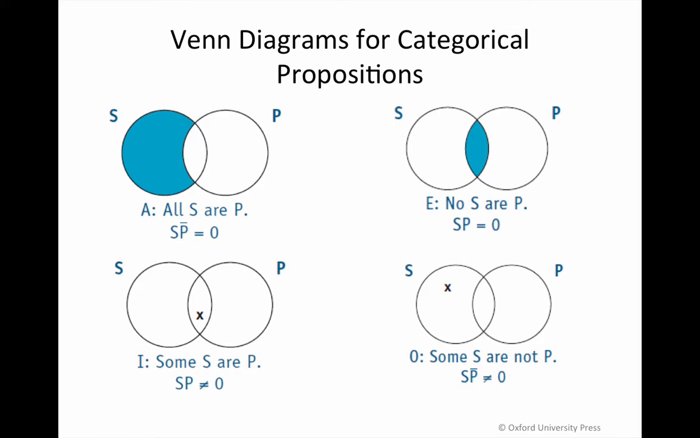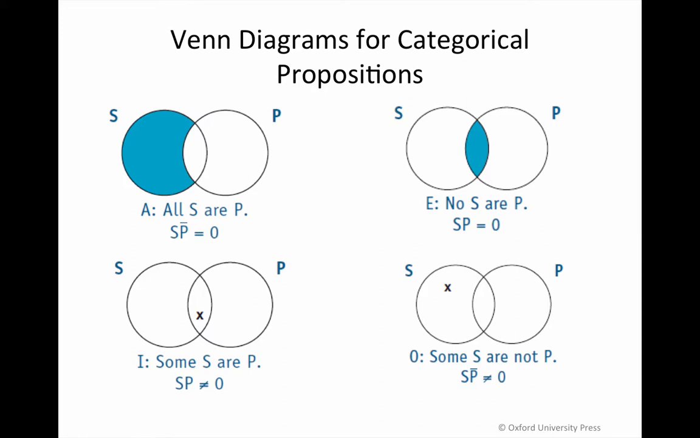But if you look at the lower left corner, you'll notice that there is a member of the subject class that is also a member of the predicate class. How do you know this? Because there's an X in the overlap area. The X in the overlap area says there is at least one S that is also a P.